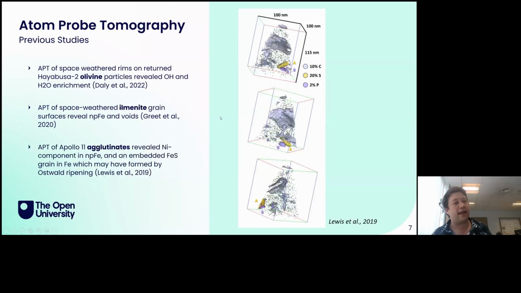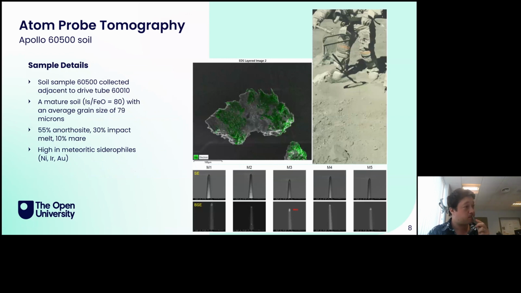Unfortunately this was only in an abstract, but Josiah Lewis back in 2019 had a look at some of the agglutinates from the Apollo 11 return samples, and again they managed to get nanophase iron, in which they found nickel, so it's a meteoritic component. They also tried to infer some growth mechanisms within those regoliths. They've got iron sulfur grains embedded in iron, which they inferred to form from Ostwald ripening. So Atom Probe is already starting to show a way that you can visualize these nanoscale space weathering features and actually try to interpret the formation mechanisms as you go along.